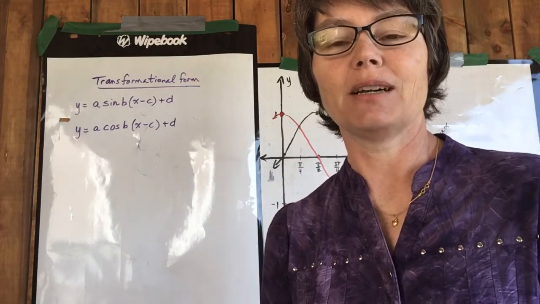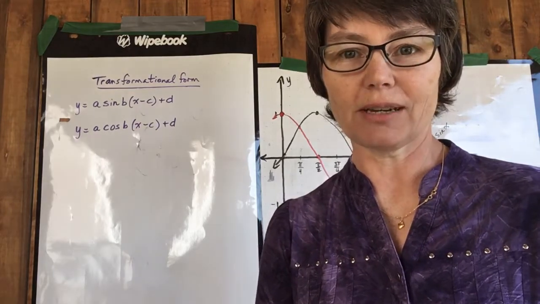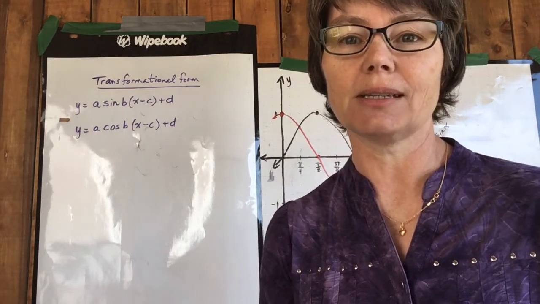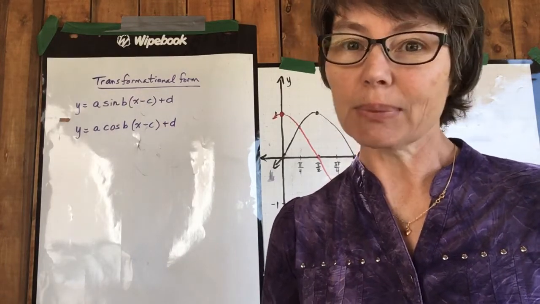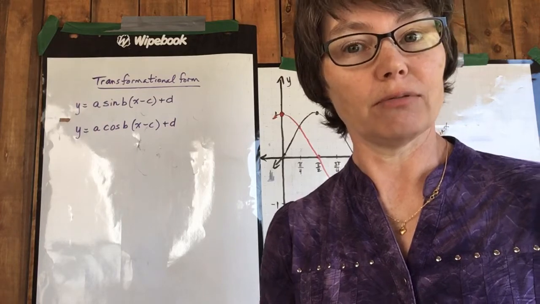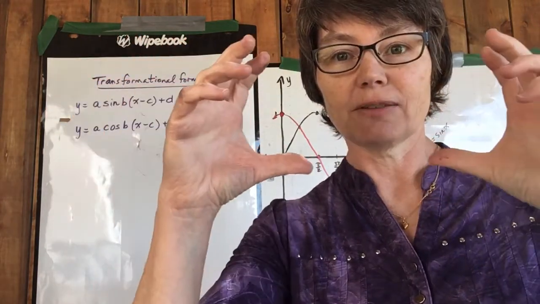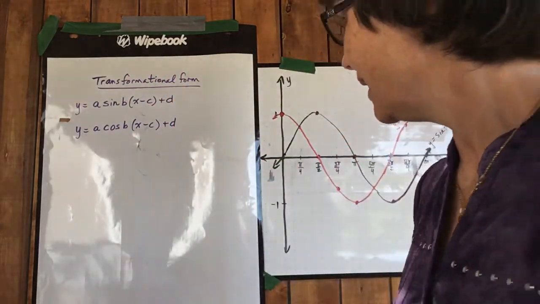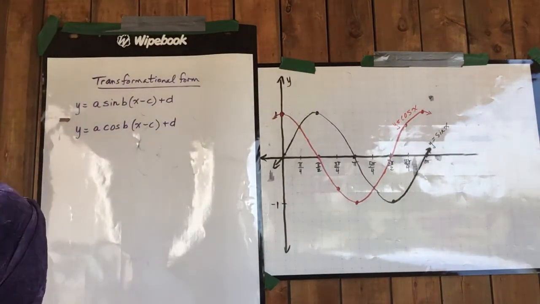Hi everybody, we're going to talk about transformational form of the sine function as well as the cosine function. They have all the same transformations, and they have the same shape, same amplitude, same period of the original function, just that the cosine function is a horizontal shift of the sine function. Okay, so let's talk about the two basic functions themselves first.